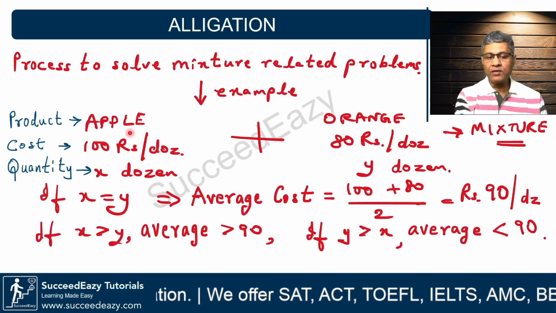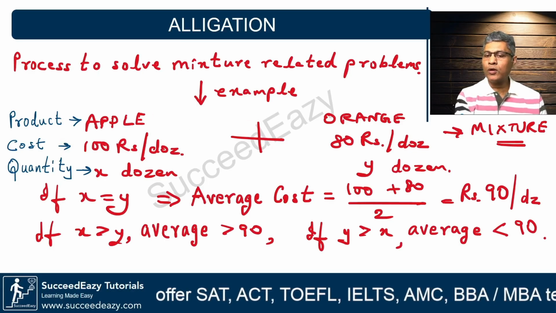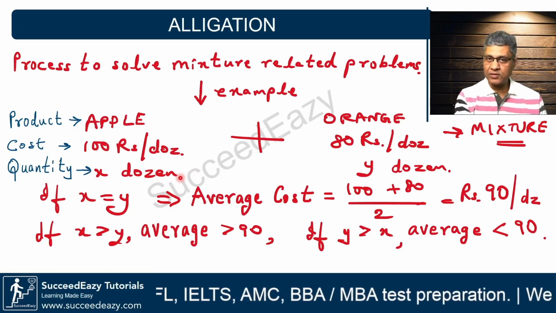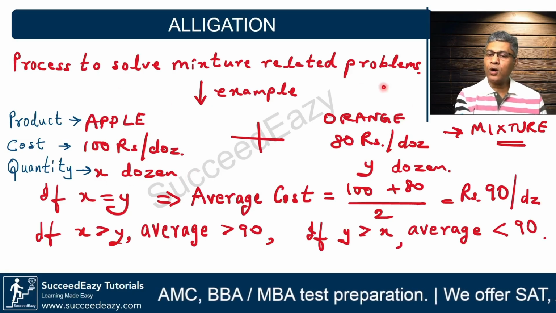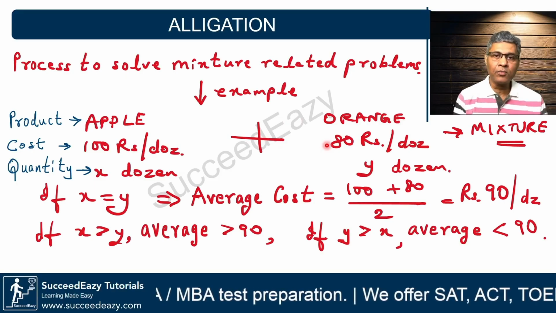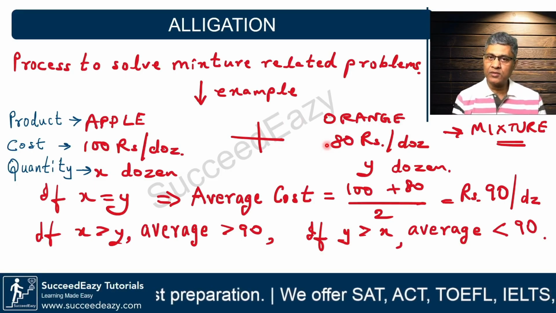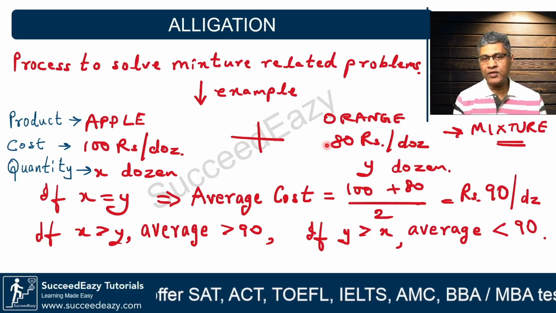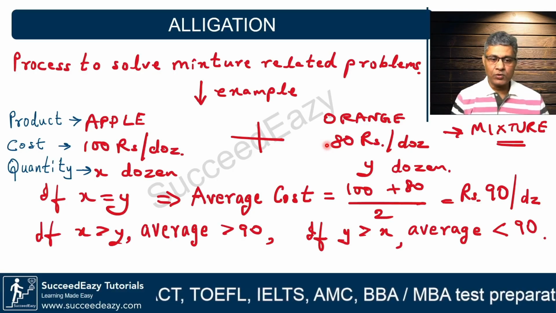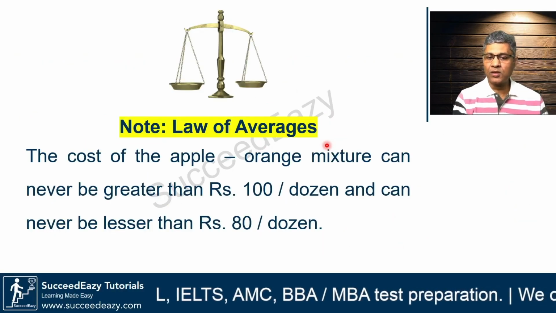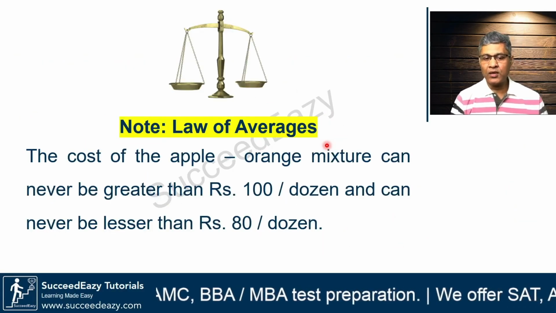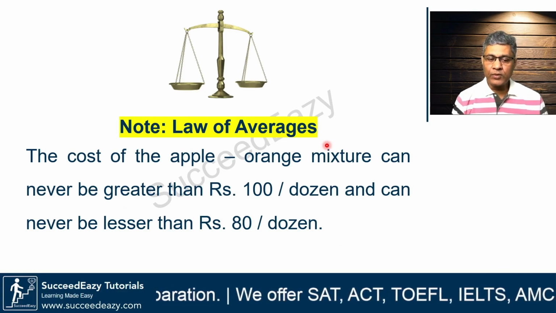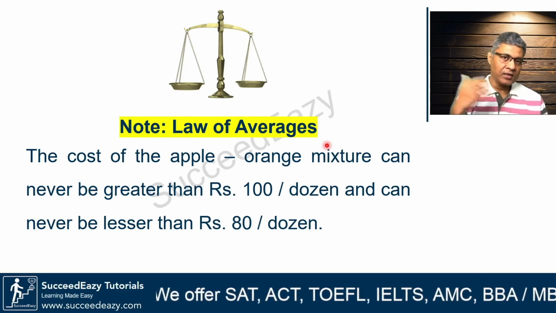Just look at this. If you take all apples, no oranges, then your maximum cost is going to be 100 rupees per dozen, isn't it? Same way, if you take all oranges, the minimum cost is going to be 80 rupees per dozen. But if you mix the two, obviously you will get the mixture price somewhere in between. So that is the law of averages. The average cost in a mixture will always be between the lowest and the highest cost.